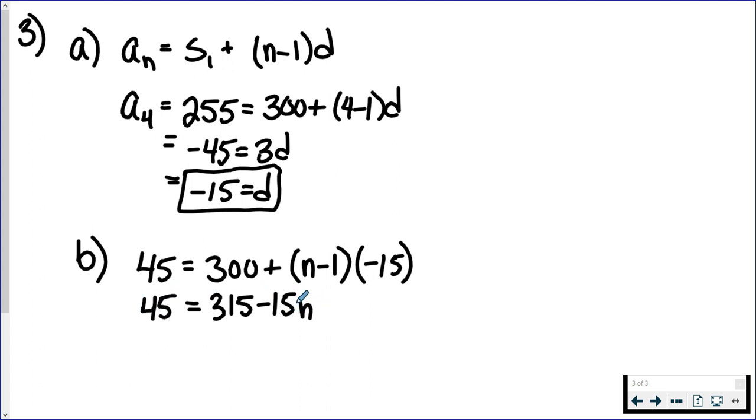So now solving for n, we're going to subtract 315 from both sides and get negative 270 is equal to negative 15n. Divide both sides by negative 15, and we get 18. So the number of levels is 18.